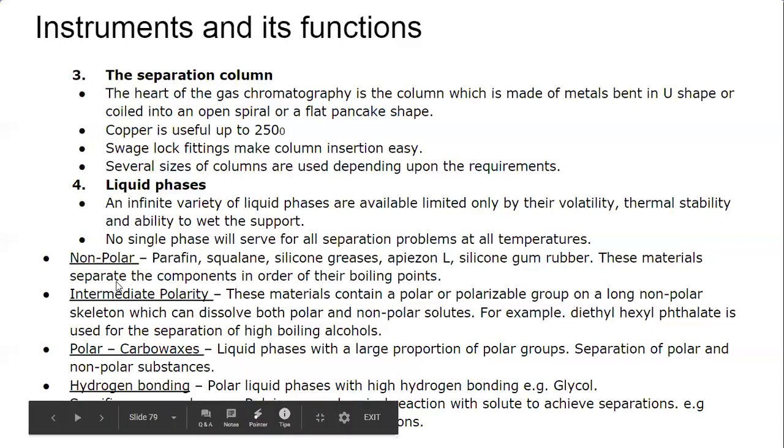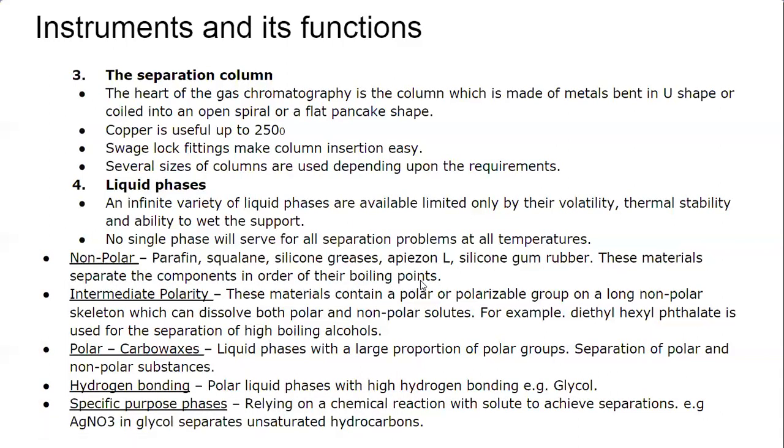These materials separate the components in order of their boiling points. So the components are separated on the basis of their boiling points; the principle depends on the difference in the boiling points of components. Generally it is a difference in the affinity towards the stationary and mobile phase. So when we use a non-polar liquid phase, like paraffin, silicon grease or silicon gum rubber, these materials separate the components in order of their boiling points.